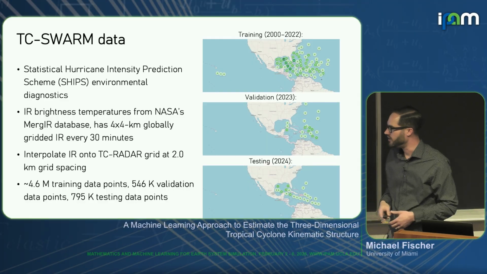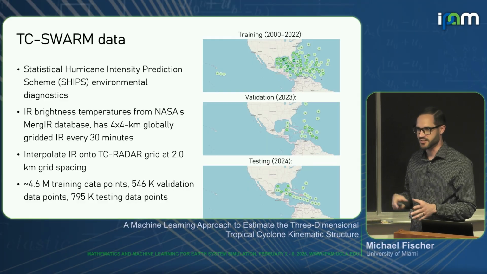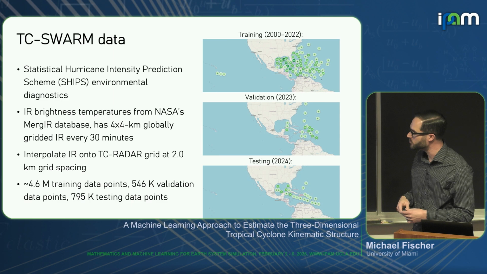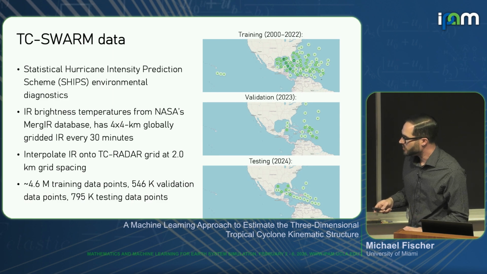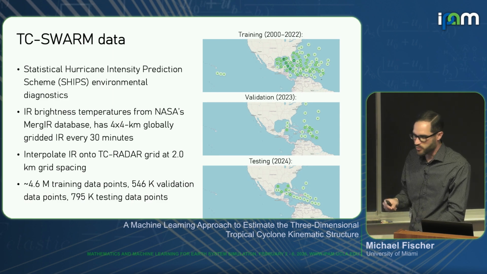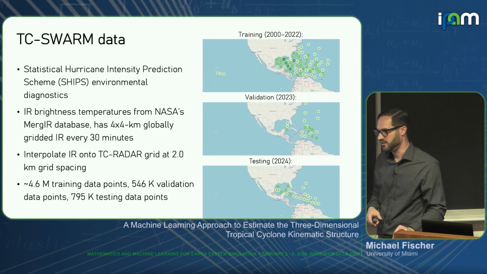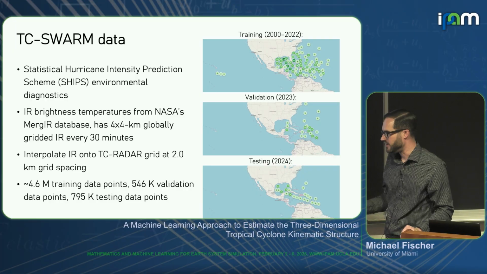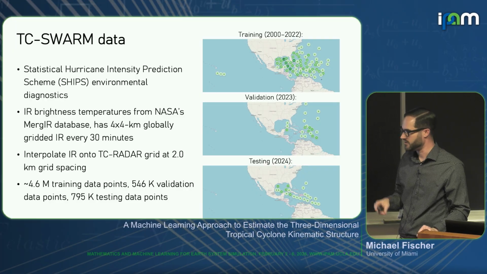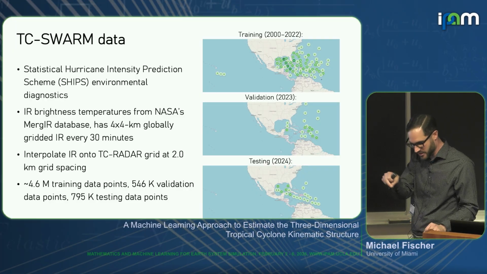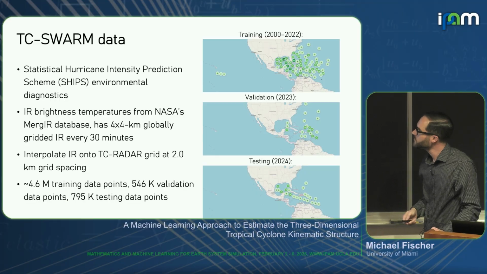2023 is our validation period, and 2024 is our testing period, to make sure there's no data leakage from storm to storm among the groups. If you add up each of the data points at a height of 2 kilometers, for example, this totals 4.6 million training data points, 500,000 validation points, and basically 800,000 testing points. For each analysis, I'm treating each data point as a unique case here.